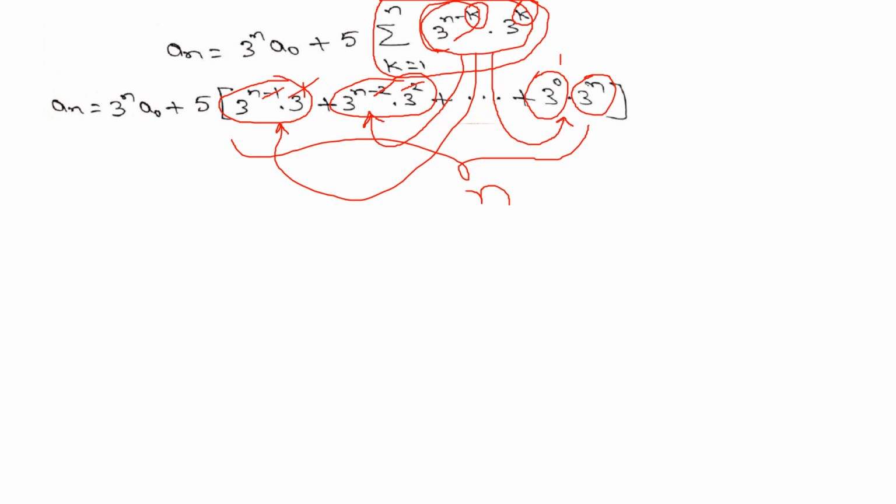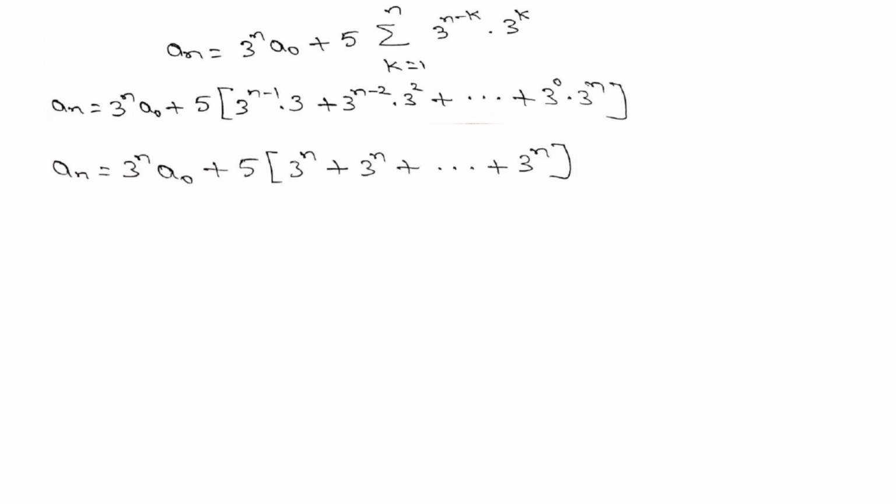So we can write this as, this is a simplification which is repeated for n times. So we can write this as n times 3 to the power n, because 3 to the power n has been added n times. We have this. Now let us substitute the value of a naught.